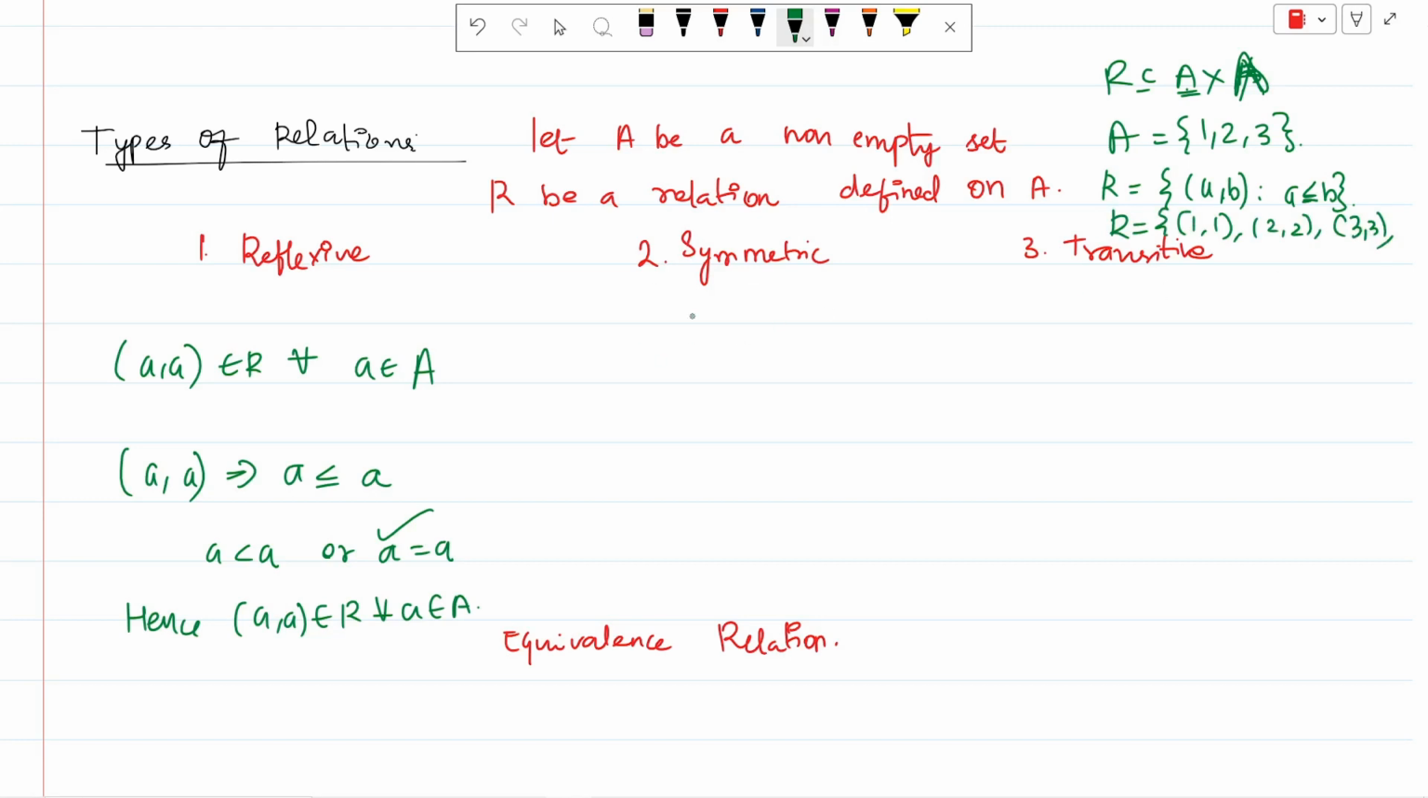ஓகேவா? ஸோ அடுத்து சிமெட்ரிக்கு ஜெனரல் ப்ரூஃப் இஸ் இஃப் A, B belongs to R, so that implies B, A also belongs to R. If A, B is in the relation, இது நடந்தாதான் நம்ம இந்த B, A செக் பண்ணணுமே. இது நடக்கலன்னா நம்ம செக்கே பண்ண தேவையில்ல. இட் இஸ் இப்படி ஒரு டேர்மே இல்ல.